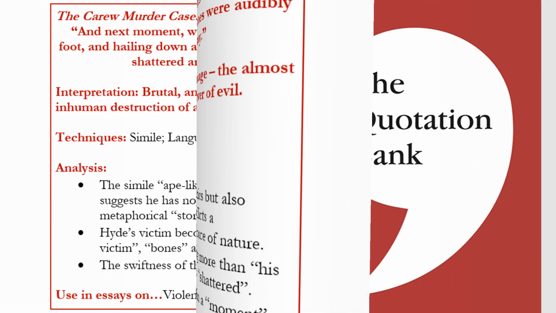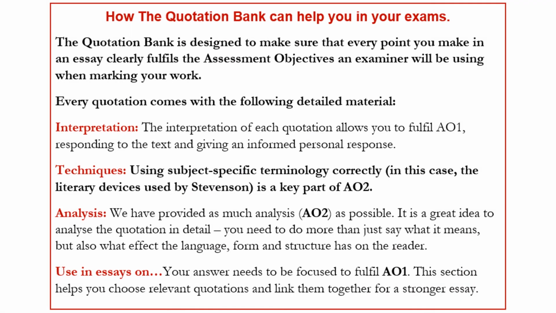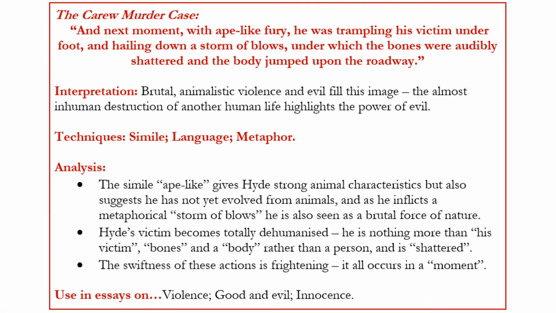And we're going to start by identifying some literary techniques. As you can see here, using subject-specific terminology correctly, in this case the literary devices used by Stevenson, is a key part of assessment objective 2. And in this quotation, Stevenson uses a variety of specific language choices, as well as simile and metaphor. It is important at this stage to remember, never technique spot, that is, simply identify literary devices, for example, saying, "this is a metaphor," or suggest Stevenson uses imagery as, "it puts an image in the reader's head."